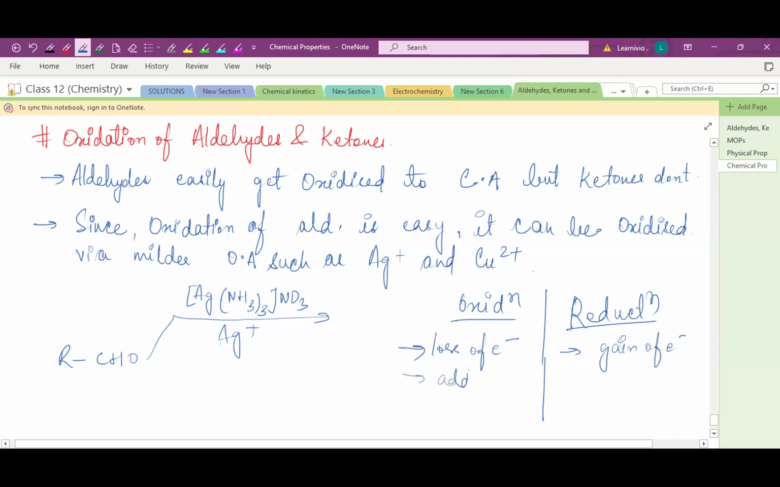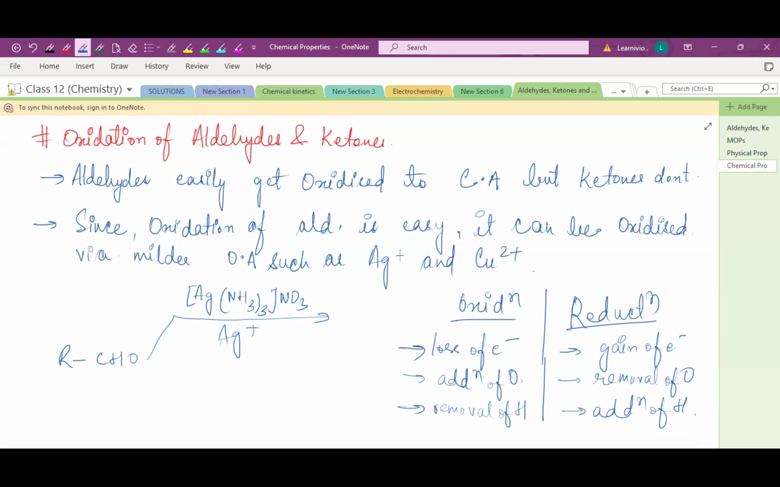Addition of oxygen is oxidation, but the removal of oxygen is reduction. Next point you can add: the removal of hydrogen is oxidation, but the addition of hydrogen is reduction, right? So these 3 points, just keep this in your mind. These are very important.